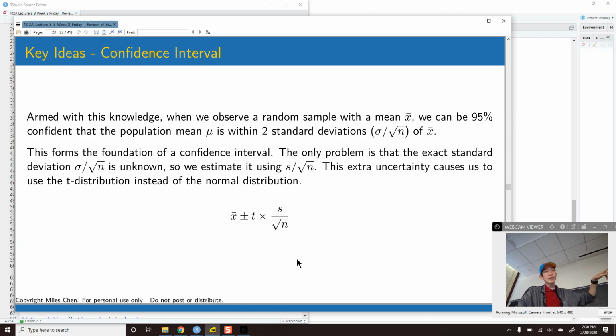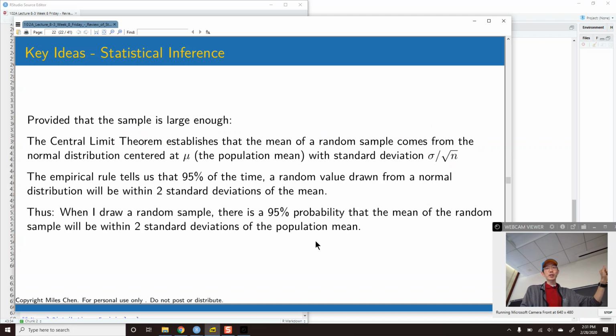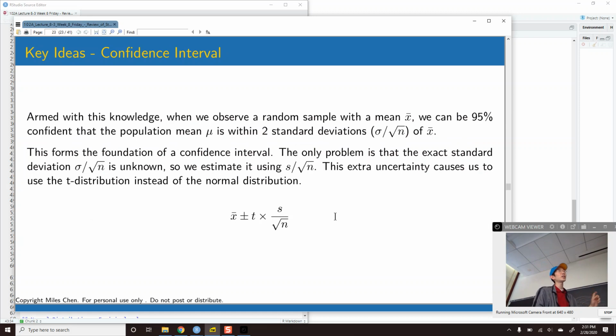Why do I say we can be 95% confident that the population mean mu is within 2 standard deviations of x bar, whereas over here I said there's a 95% probability that x bar is within 2 standard deviations of the mean mu? So over here I can say there's a 95% probability that x bar will be within 2 standard deviations of mu, but over here I have to say I'm 95% confident, I can't say probability, I'm 95% confident that mu is within 2 standard deviations of x bar. So what's the difference? Because you don't know the true population mean?